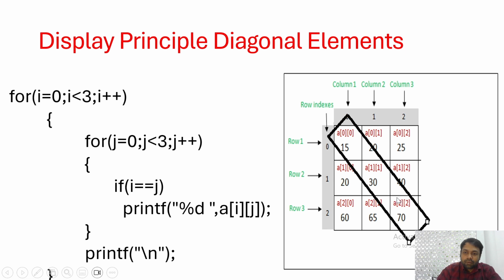0, 0, 1, 1, 2, 2. This part only sum I need. For printing, you kept the condition and printed. Now instead of printing, I'm asking you to sum. Instead of this printf, for this condition, what do I have to write? x equal to x plus a of ij.